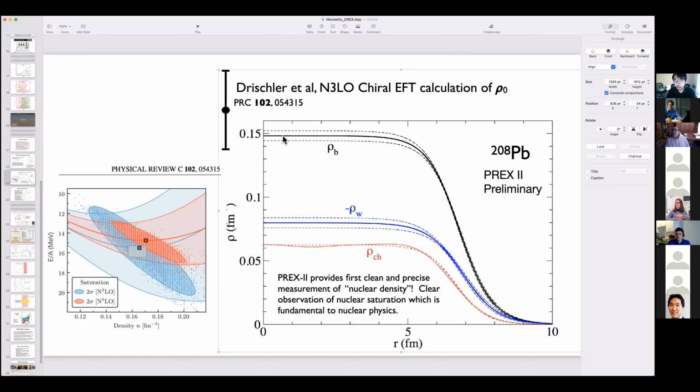If you took a heavier nucleus like tin, it would be very interesting to see how the interior baryon density in tin compares to lead. So nuclear saturation says that they should be essentially equal. And that would be a very interesting thing to experimentally verify.